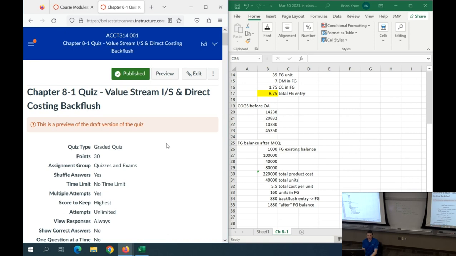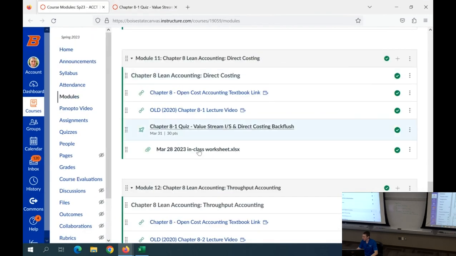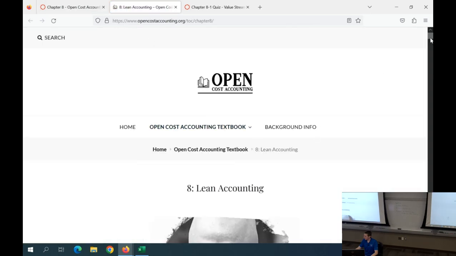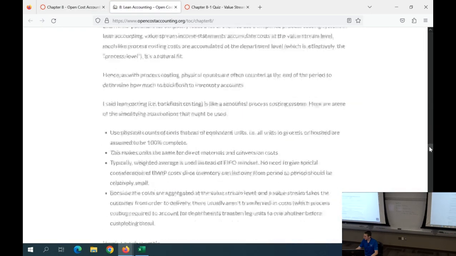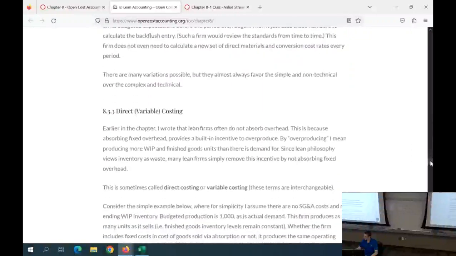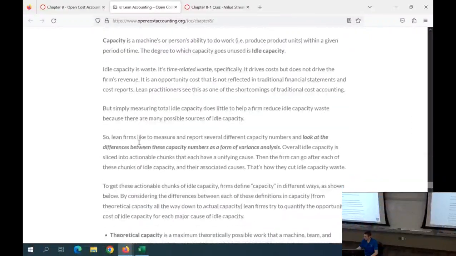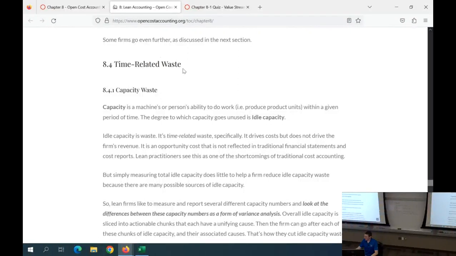Okay, that said, I still want to move forward. I still want to get the theory out for 8-2. So let's talk about the throughput accounting part just for like 5 minutes here. So we have variable costing. That's what we've been doing, direct or variable costing. And then we have this idea of 8.4 time-related waste.